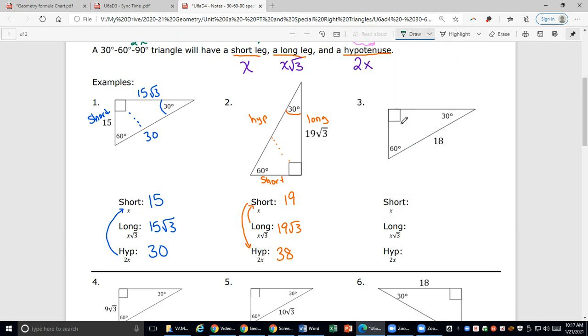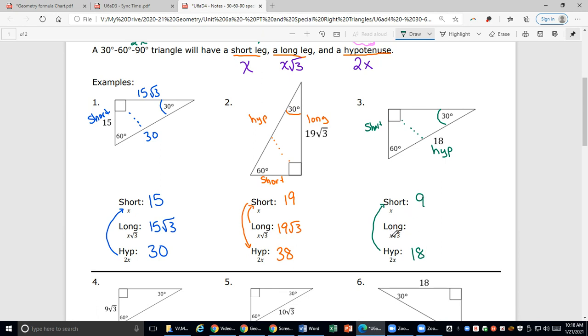On number 3, let's see, here's my 30. So across from my 30 is my short leg. That's not what they gave me. That's where I have to start though. They gave me my hypotenuse. My hypotenuse is 18. So I have to go find my short leg first. My hypotenuse is 2 times x, and 2 times x gives me 18. So the opposite of multiplying by 2 would be dividing by 2. So to go backwards, this must be 9. So that 9 times 2 gets me to 18.